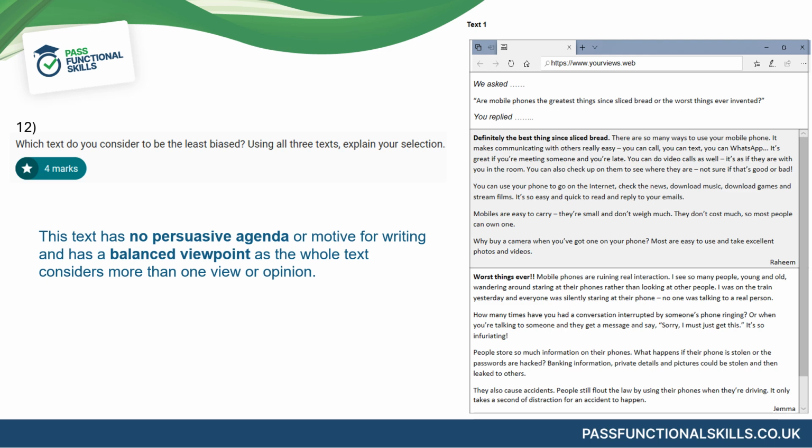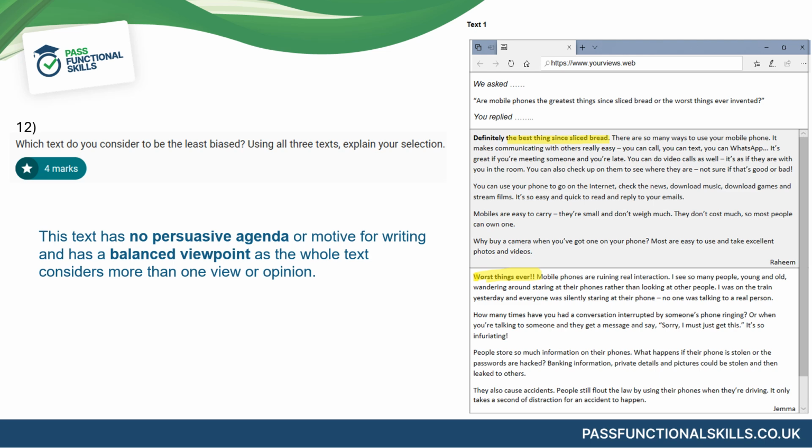Now remember, the number 1 thing we need to think about when we're thinking about bias is whether the text is overall one-sided. And although we do have lots of personal opinions from the authors here, we actually have an overall very balanced text. And that's because Raheem and Gemma have completely different points of view. So we've got someone who really likes mobile phones, thinks that they're the best thing since sliced bread, and someone who thinks that they're the worst things ever. So overall, the text is very balanced and not biased at all.